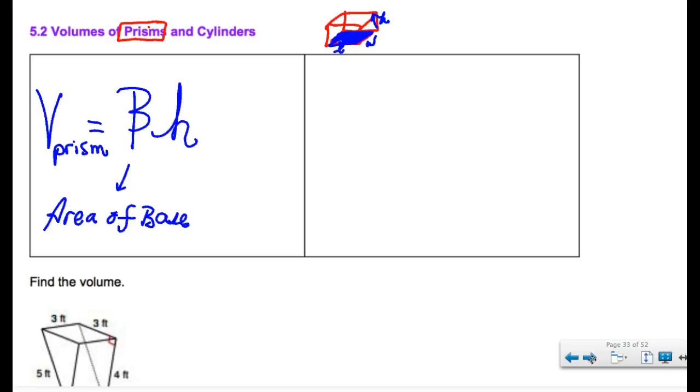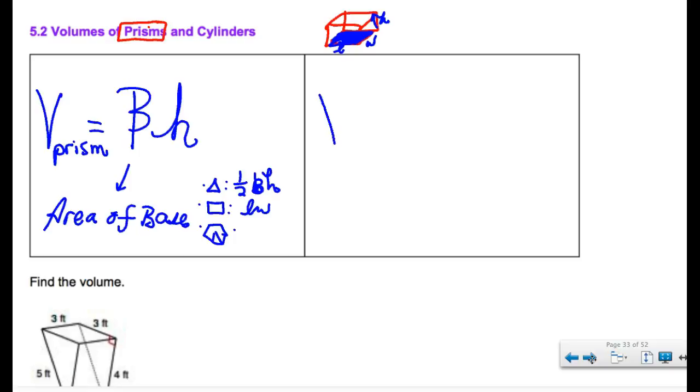So for any prism, we do area of the base. If it's a triangle, I have to do area of a triangle. Let's write that down. If it's a triangle, we have to do 1/2 base times height, small b. If we have a rectangular base, we have to do length times width. If we have a pentagon or a hexagon, that's where we have to divide it up into those triangles and do 1/2 of the apothem times the perimeter and all that good stuff.